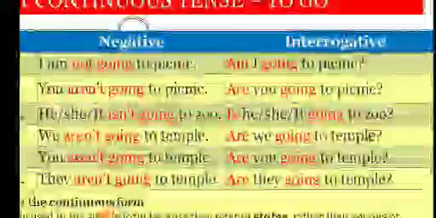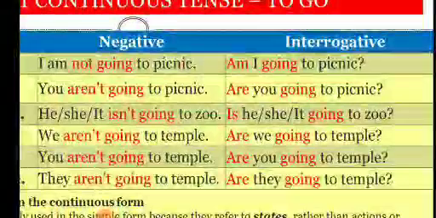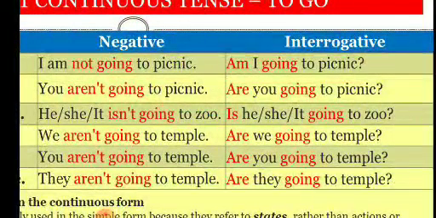Likewise, in case of interrogative sentences, am I going to picnic? Are you going to picnic? Is he going to picnic? Is she going to picnic? Is it going to zoo? Is he going to zoo? Is she going to zoo? Is it going to zoo? Are we going to temple? Are you going to temple? Are they going to temple?